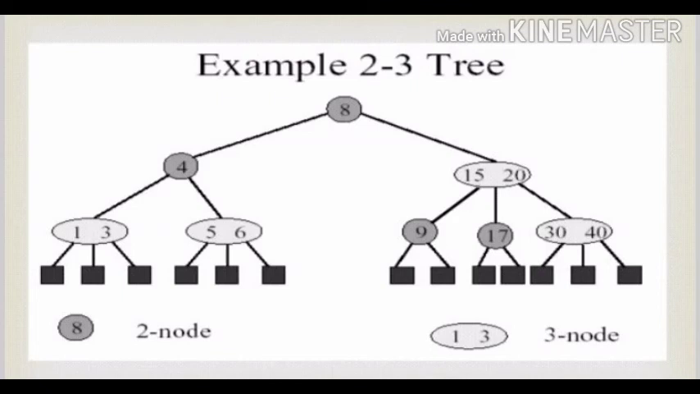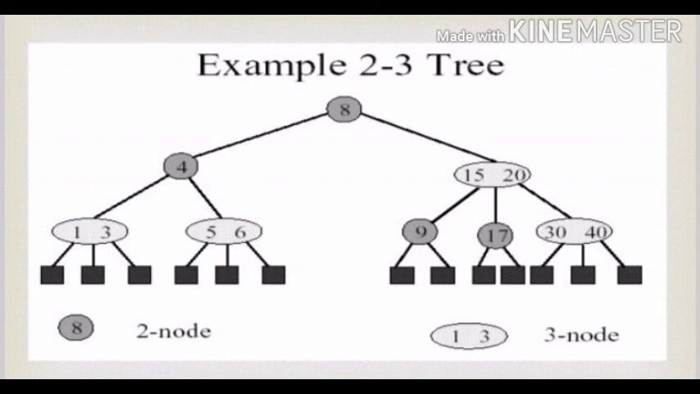Now we are going to see an example of 2-3 trees. Here we have taken 8 as the parent node. It has 2 children: left as 4 and right as 15 and 20. On the left side it has a 2 node and on the right side it has a 3 node.